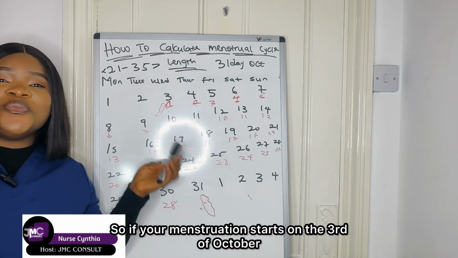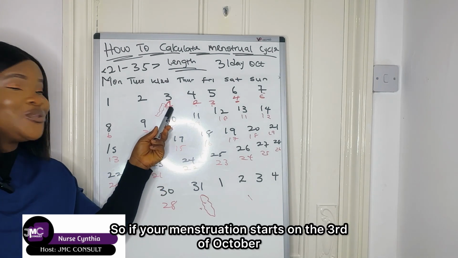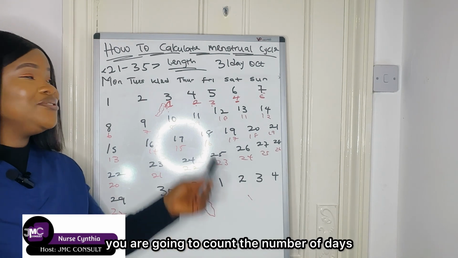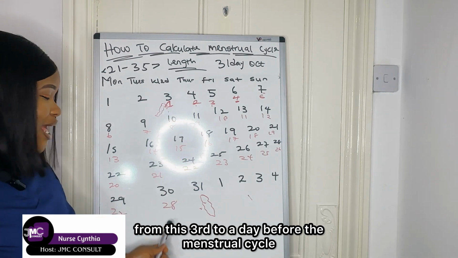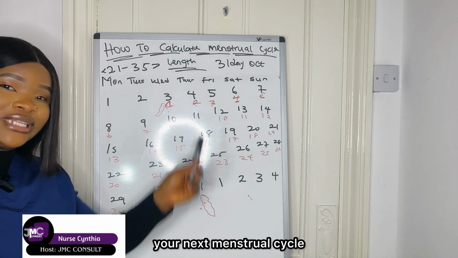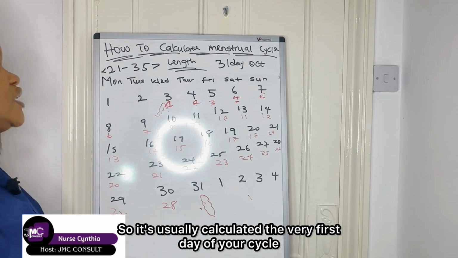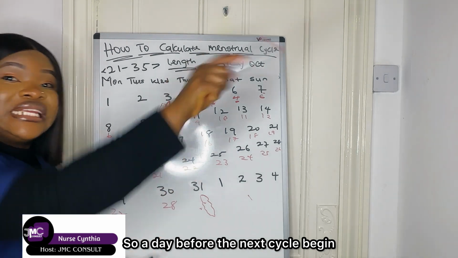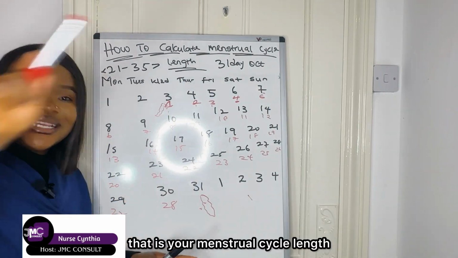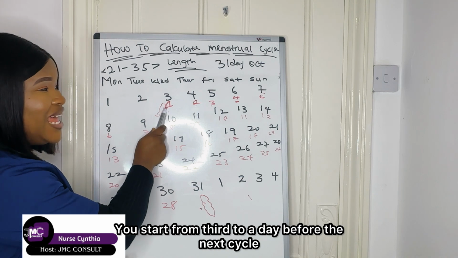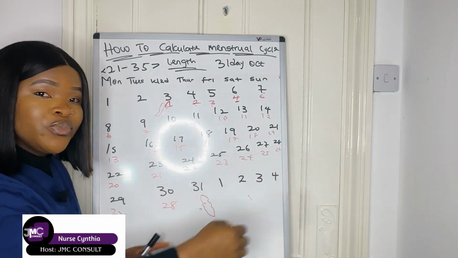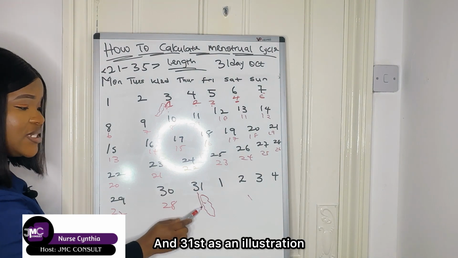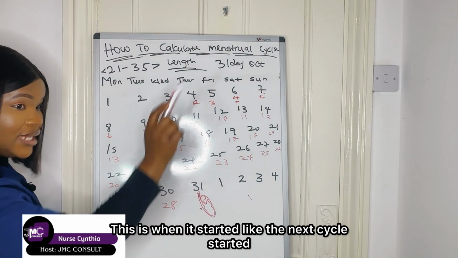So if your menstruation starts on the 3rd of October and then starts again on the 31st of the same month, you are going to count the number of days from this 3rd to a day before your next menstrual cycle begins. So it's usually calculated from the very first day of your cycle to a day before the next cycle begins. That is your menstrual cycle length. You will start from the 3rd to a day before the next cycle, which is the 30th, because your cycle starts on the 31st. So we are using the 31st as an illustration.